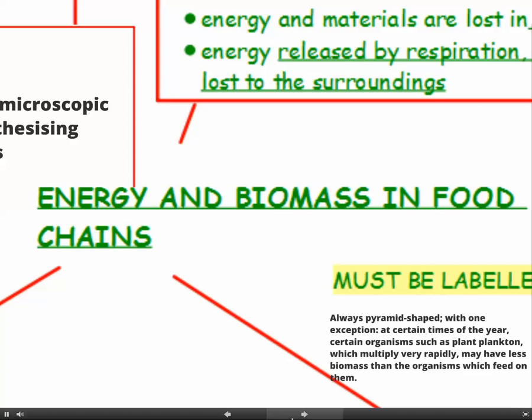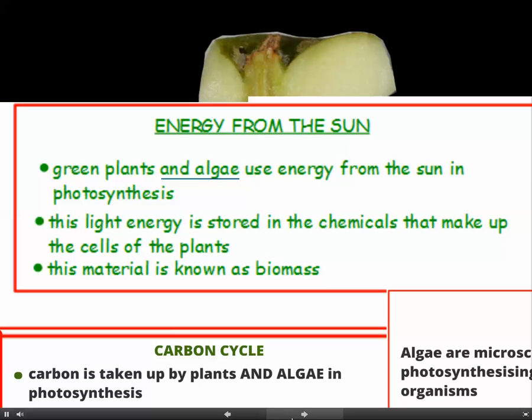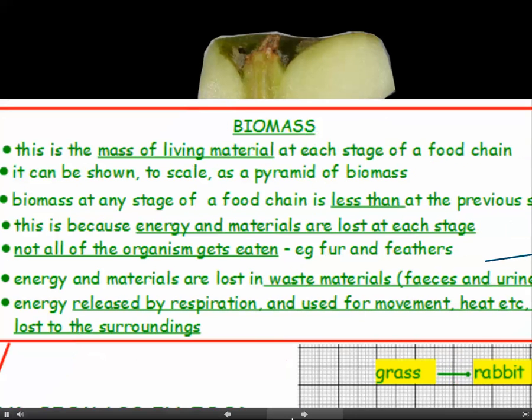Energy and biomass in food chains. Energy from the sun. Green plants and algae use energy from the sun in photosynthesis. This light energy is stored in the chemicals that make up the cells of the plants, and this material is known as biomass. Biomass is the mass of living material at each stage of a food chain. It can be shown to scale as a pyramid of biomass, which we'll look at in a minute.